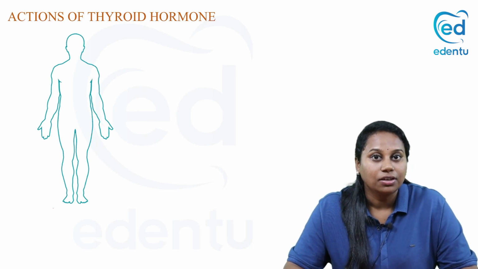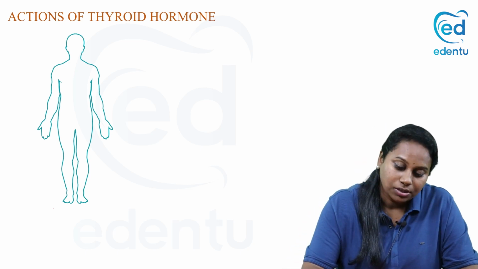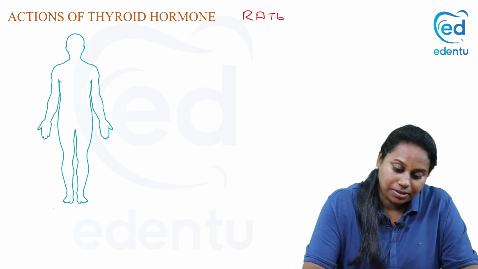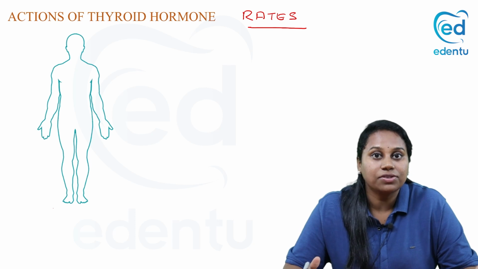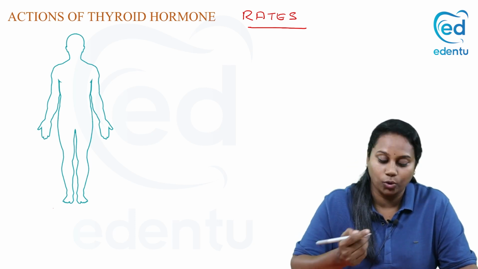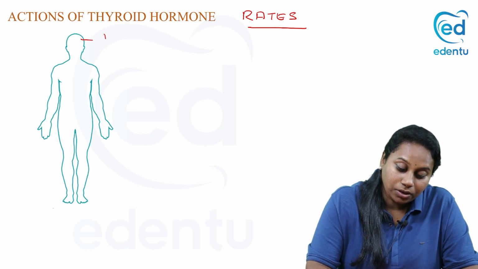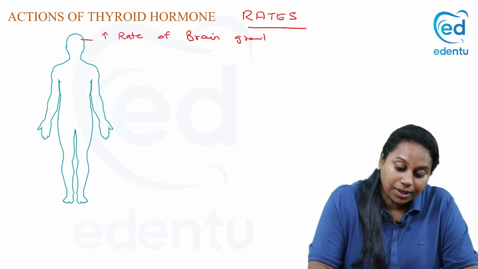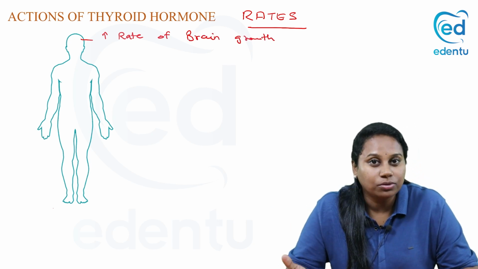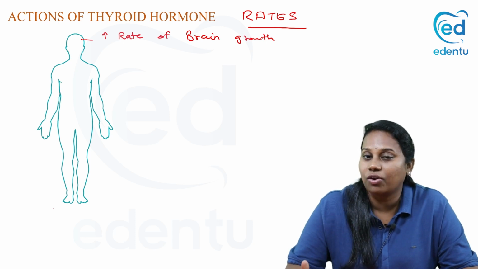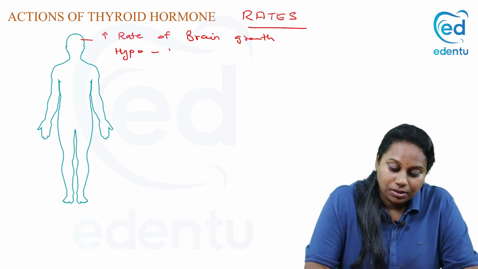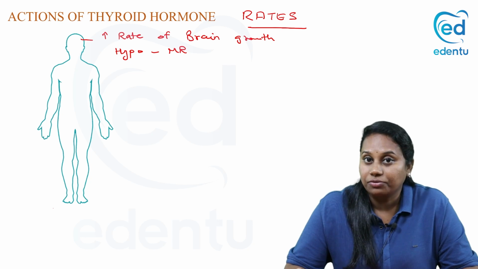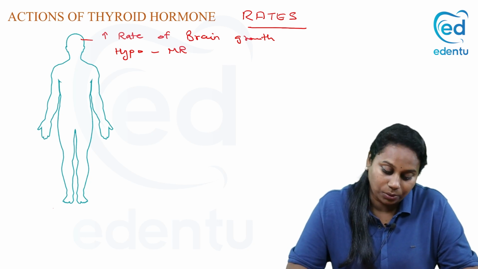I'll teach you an easy method to remember the actions of thyroid hormones. Just remember the word RATES. Thyroid hormone increases all rates in the body. So what are all the rates which are increased by thyroid hormones from head to toe? Starting with the brain. Thyroid hormones increase the rate of brain growth. That is why, clinically, if you correlate with hypothyroidism, congenital hypothyroidism is otherwise called cretinism. Hypothyroid babies present with mental retardation because the function of thyroid hormone is to increase your brain growth.